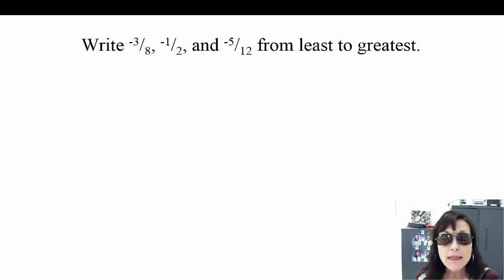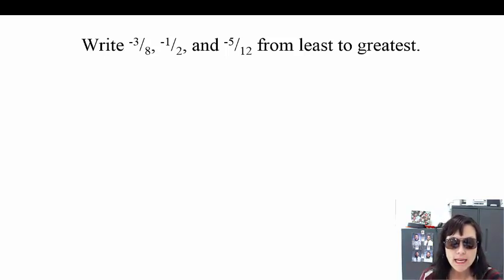I want you to take these 3 fractions and see if you can put them in order from smallest to largest. If you want, pause the video now and see if you can do it without me telling you. This is a skill you should have covered last year. If you don't feel comfortable doing this on your own, then the best piece of advice I can give you is turn them into decimals. Decimals are easier to work with when we're putting them in order.